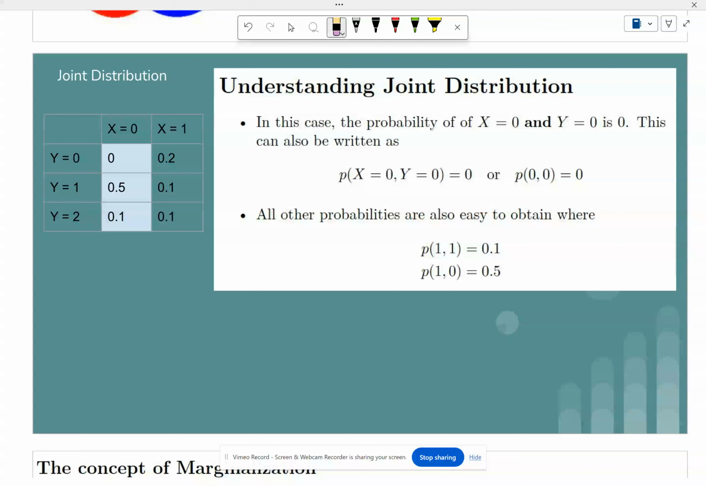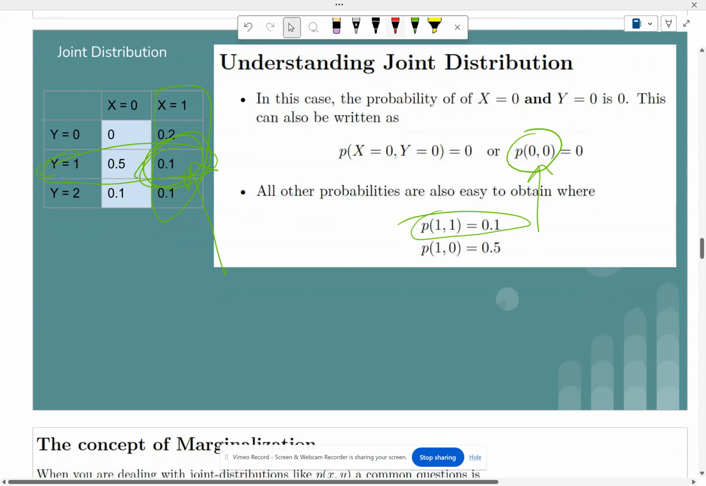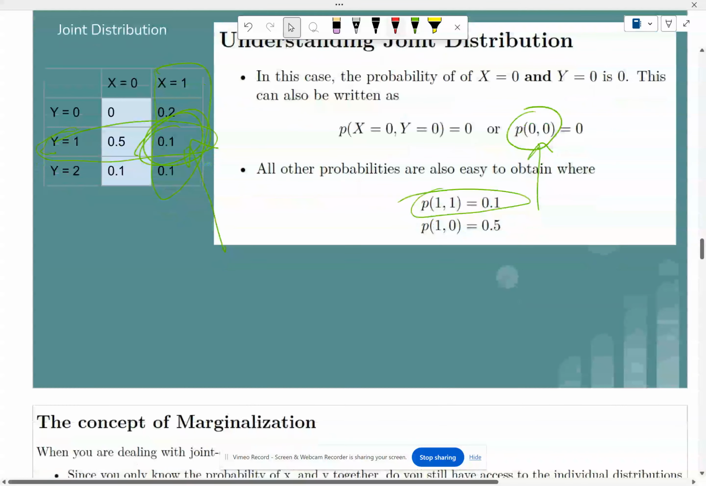Now in this case, we will use the AND symbol. Based on this table, this is y equals 2 and x equals 1. What is this one? The probability of x equals 1 and y equals 1. So it's this one here, and the probability is 0.1. So that's how you can read a table for discrete data.